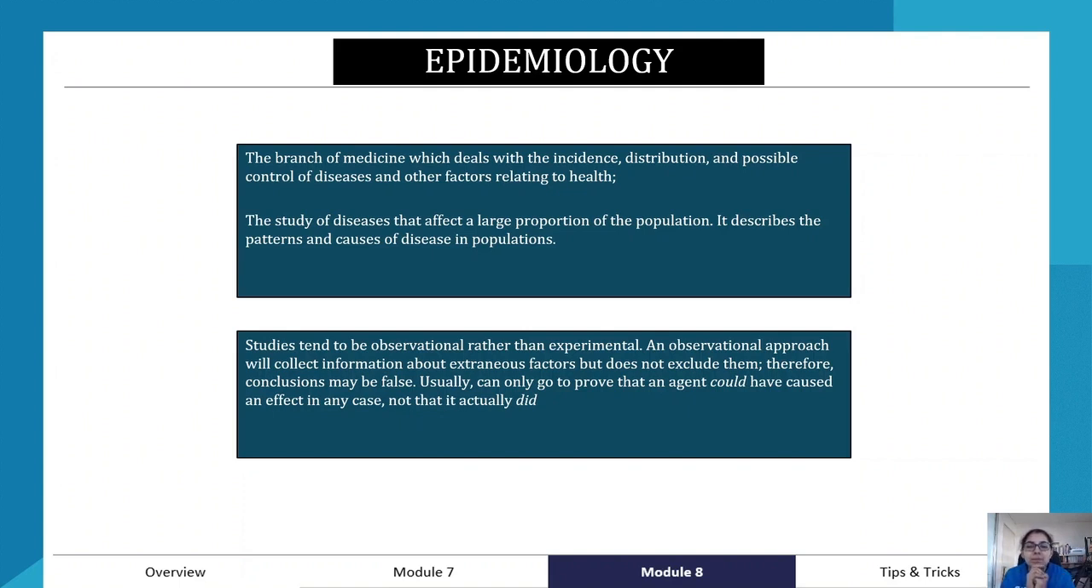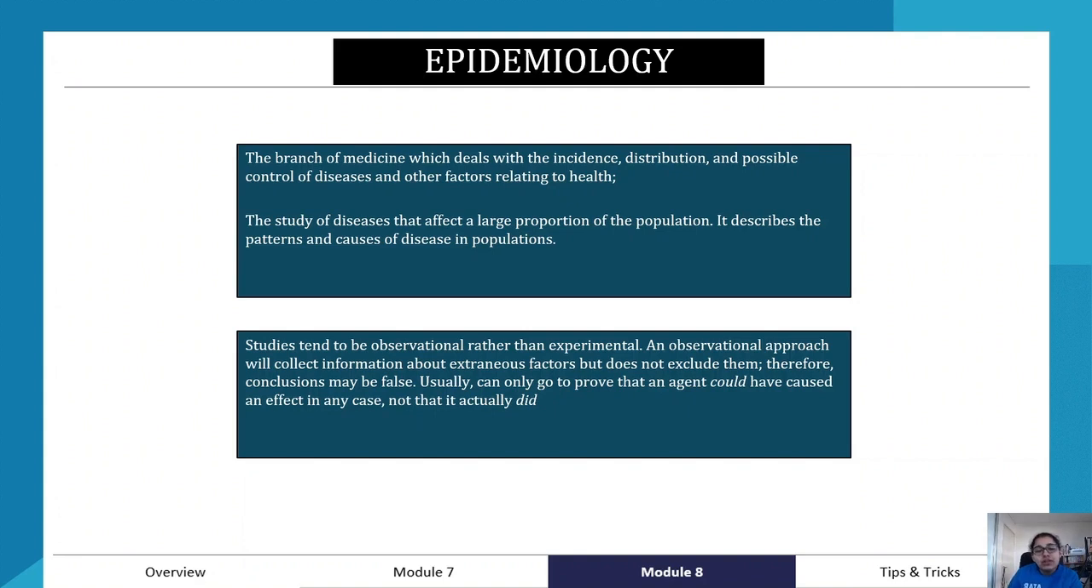And it describes the pattern and causes. That's really important, pattern and causes. So it's not just about finding it and fixing it, but also about seeing where the patterns are, how it is happening, and what we can actually do to prevent these diseases.